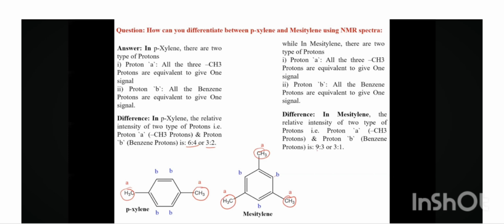While in mesitylene, there are also two types of protons. Proton A: all the CH3 protons are equivalent to one another. Proton B: all the benzene protons are equivalent to one another. Difference: in mesitylene, the relative intensity of the two types of protons A and B is 9:3 or 3:1.